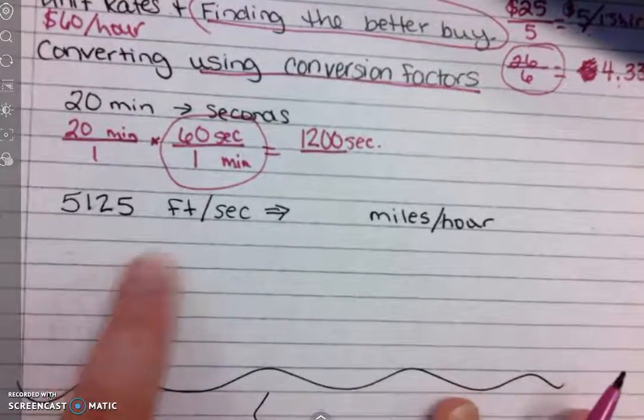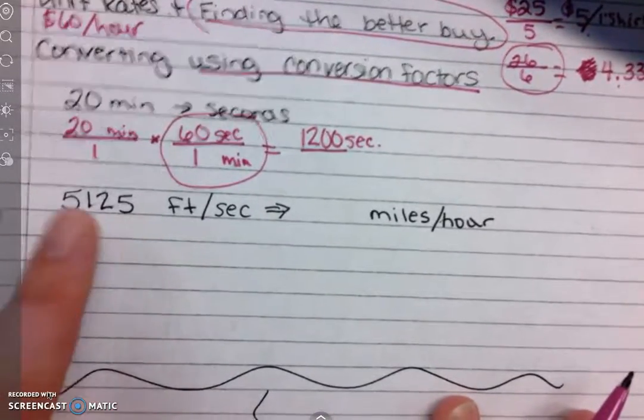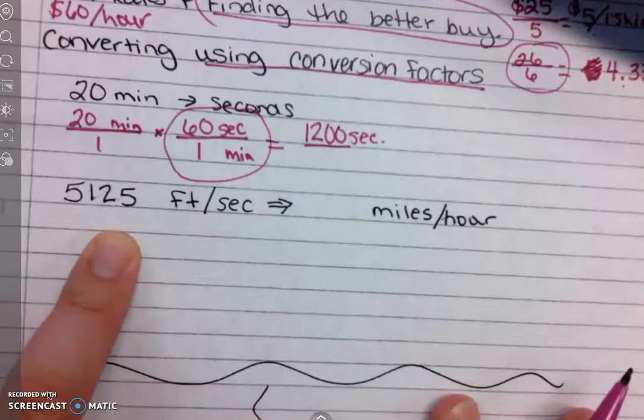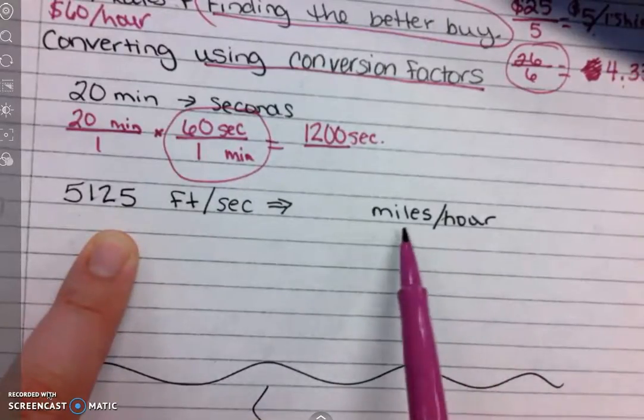Now, this is a little more, because now we have feet per second, and we need to change it to miles per hour.